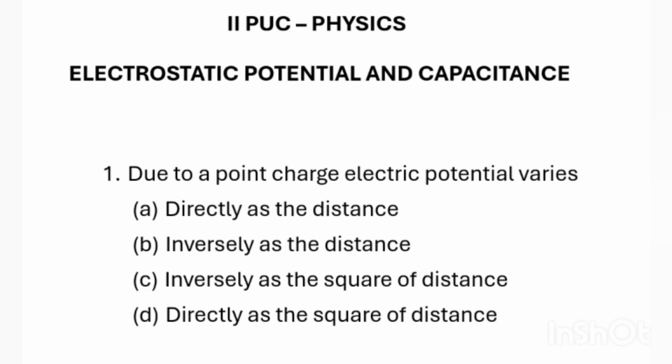Option A, directly as the distance. Option B, inversely as the distance. Option C, inversely as the square of distance. Option D, directly as the square of distance. Here the correct answer is option B, inversely as the distance.